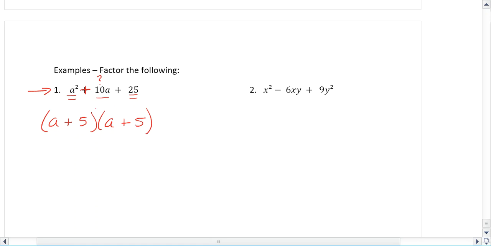So you need to check this middle term. The inner product is 5a and the outer product is 5a, and they do indeed add to a 10a. So this factoring checks out and you didn't need to do the diamond.